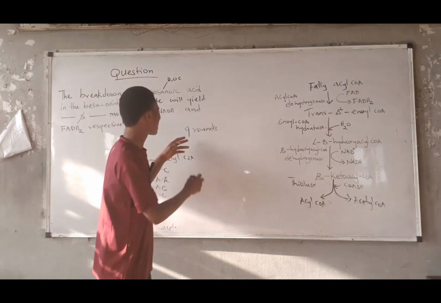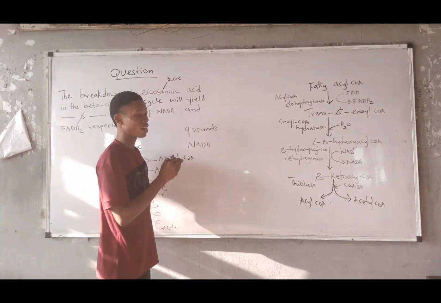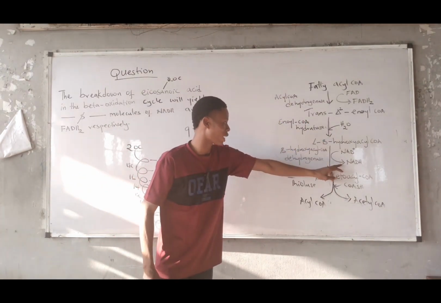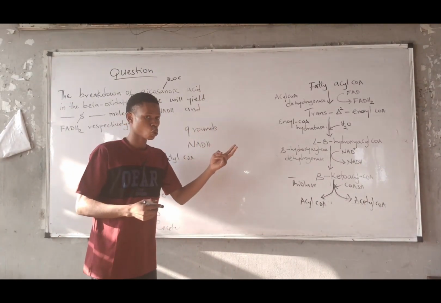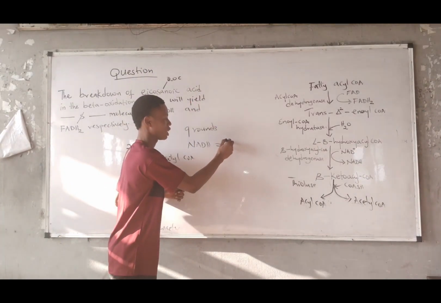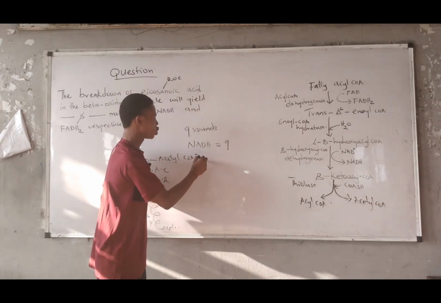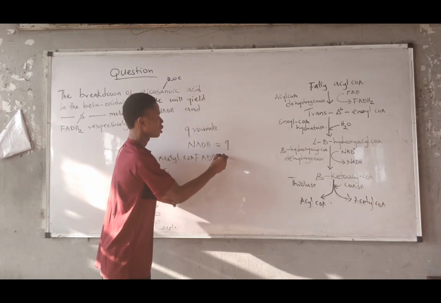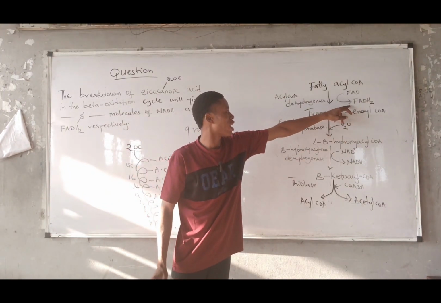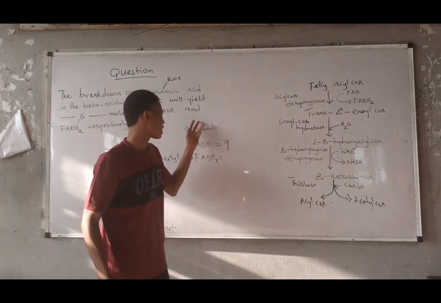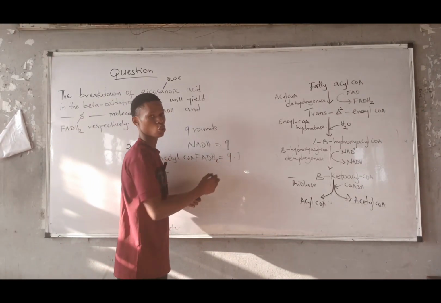So since it is 9 rounds, how many NADH are we going to produce? For 1 round, we produce just 1 NADH. For the second round, we'll produce 2. So for 9 rounds, how many did we produce? 9, right? 9 NADH. For FADH2, since 1 cycle gave us just 1 FADH2, 9 cycles will give us 9 FADH2.